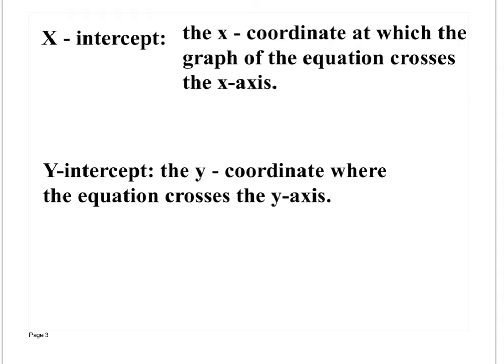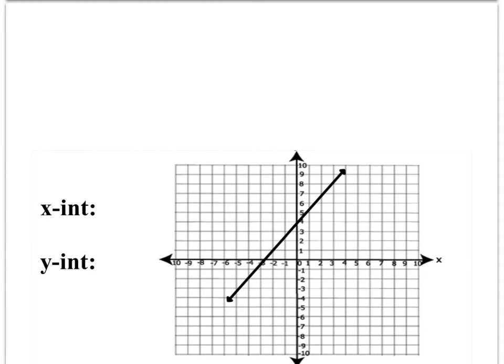What you need to know: the x-intercept is the x-coordinate at which the graph of the equation crosses the x-axis. So where does the line intercept the x-axis? That's what we call the x-intercept. The y-intercept is the y-coordinate where it crosses the y-axis. So where does it cross the y? That's the y-intercept.